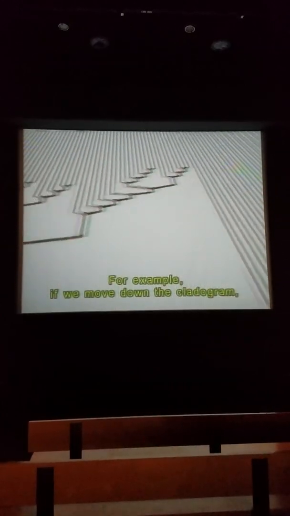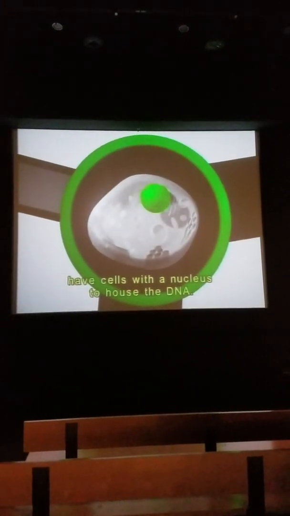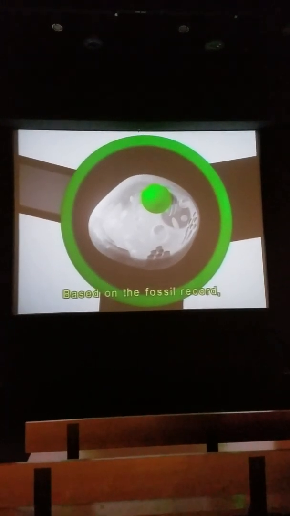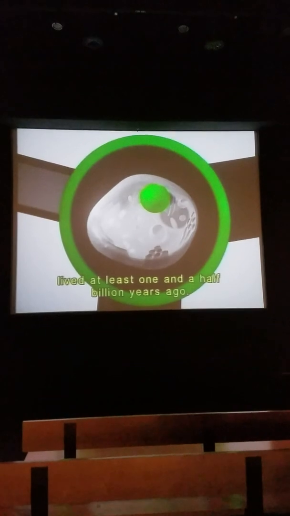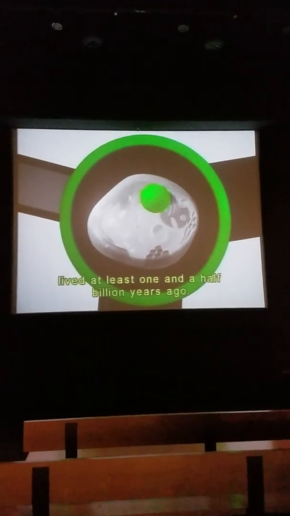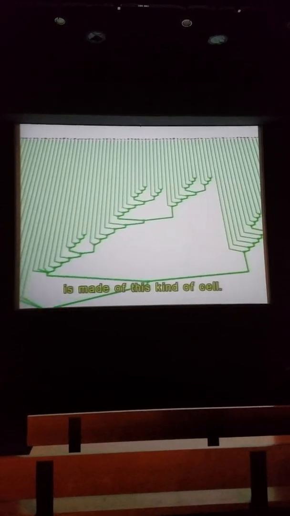For example, if we move down the cladogram, all organisms on the branches above this point have cells with a nucleus to house the DNA. Based on the fossil record, the first organism with a nucleus lived at least 1.5 billion years ago. Every creature that has descended from this common ancestor, including us, is made of this kind of cell.